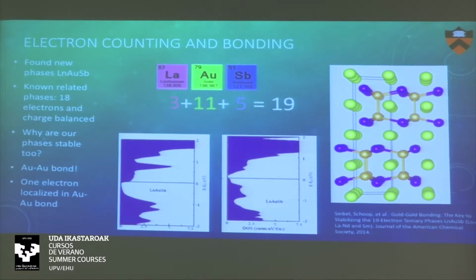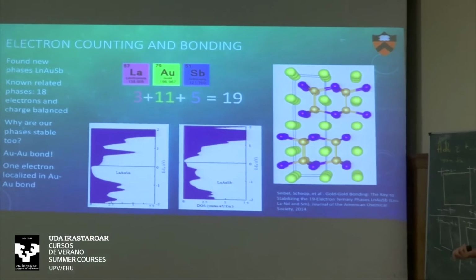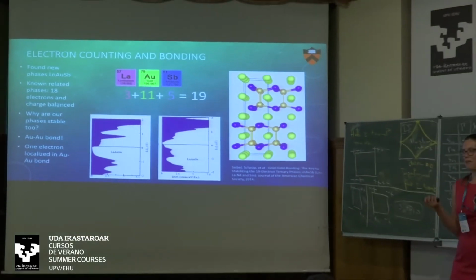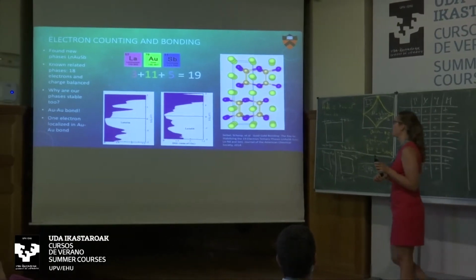It was actually a friend of mine in graduate school, and she made this phase. She said she made lanthanum gold antimony 1-1-1. I happen to work on these 1-1-1 phases, and I know it's extremely rare that you make one which doesn't have 18 electrons. So first of all I was like, no, something is wrong. You didn't do it right.